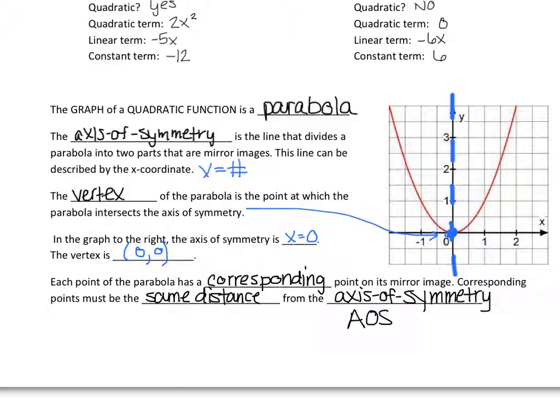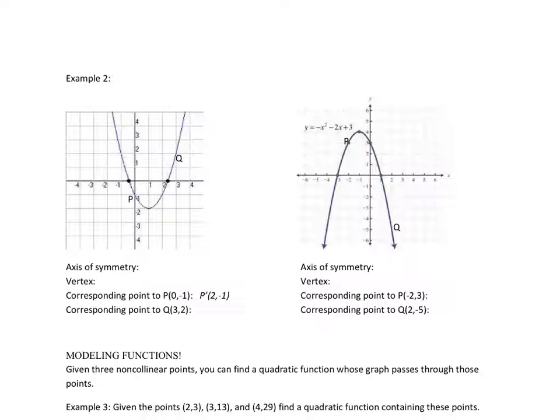All right, so like, say we take that point right there, 1, 1. Its corresponding point is just on the other half. So count 1 to the axis of symmetry, and then 1 more, and there is its corresponding point. Right? Because if you folded the parabola on that axis of symmetry, those 2 dots would land right on top of each other. Any questions? No?